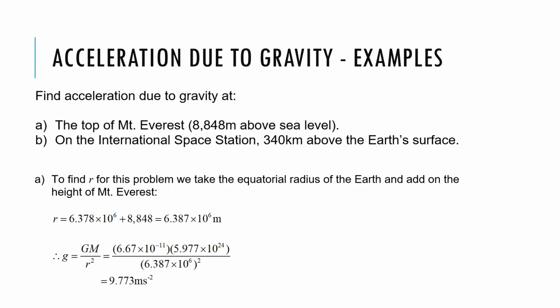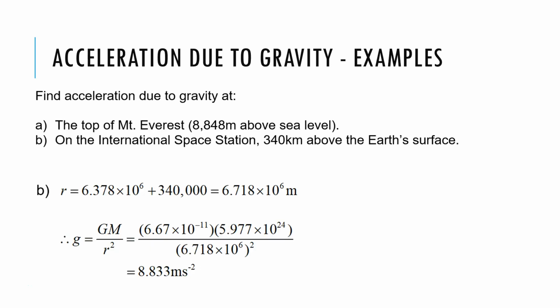So it's a little bit weaker on top of Mount Everest, but not noticeably so. If you dropped a ball on top of Mount Everest and you dropped a ball at sea level on Earth, they'd hit the ground at pretty much exactly the same time. You wouldn't be able to notice the difference in times. It'd be slightly longer to hit the ground on top of Mount Everest because gravity is slightly weaker, but not so you'd ever notice. But what if we went up to the International Space Station instead?